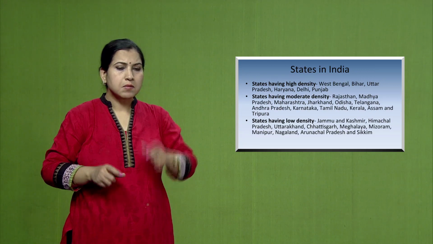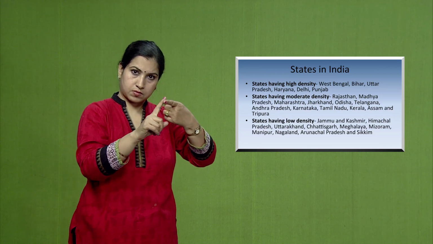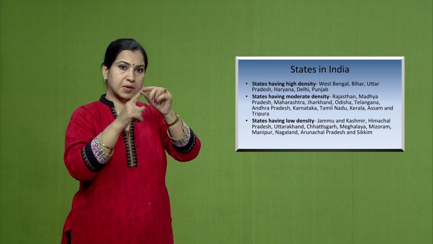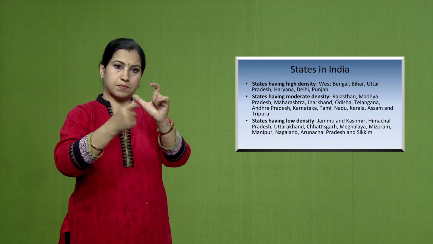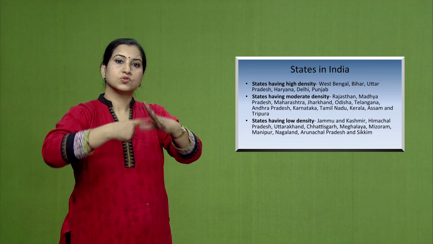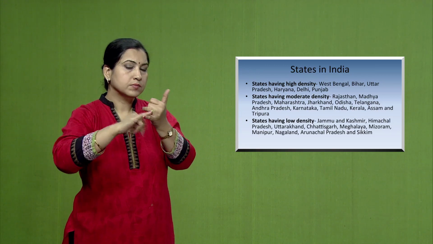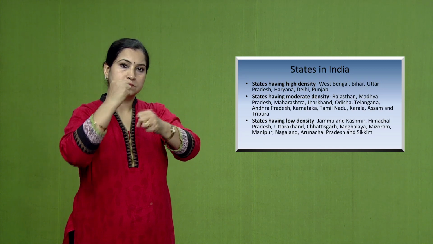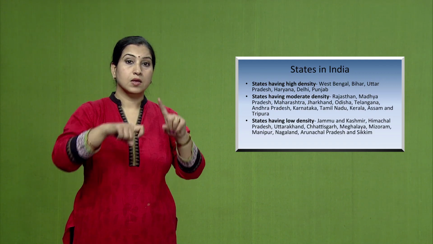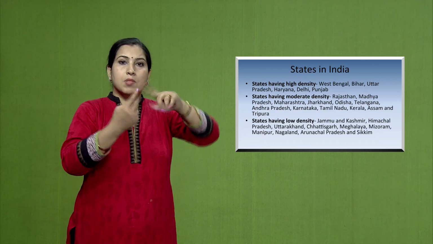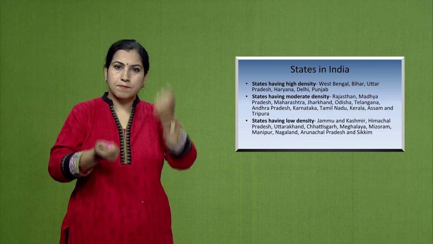States having moderate density are Rajasthan, Madhya Pradesh, Maharashtra, Jharkhand, Odisha, Telangana, Andhra Pradesh, Karnataka, Tamil Nadu, Kerala, Assam, and Tripura.